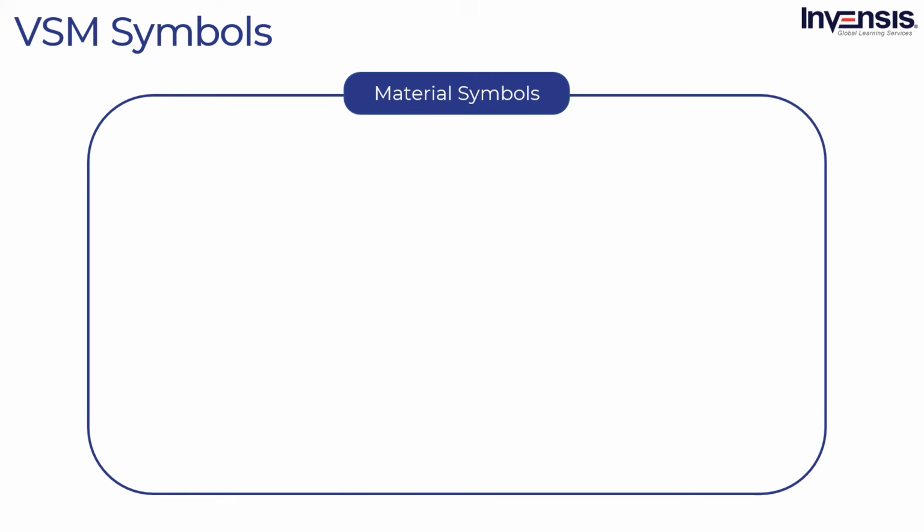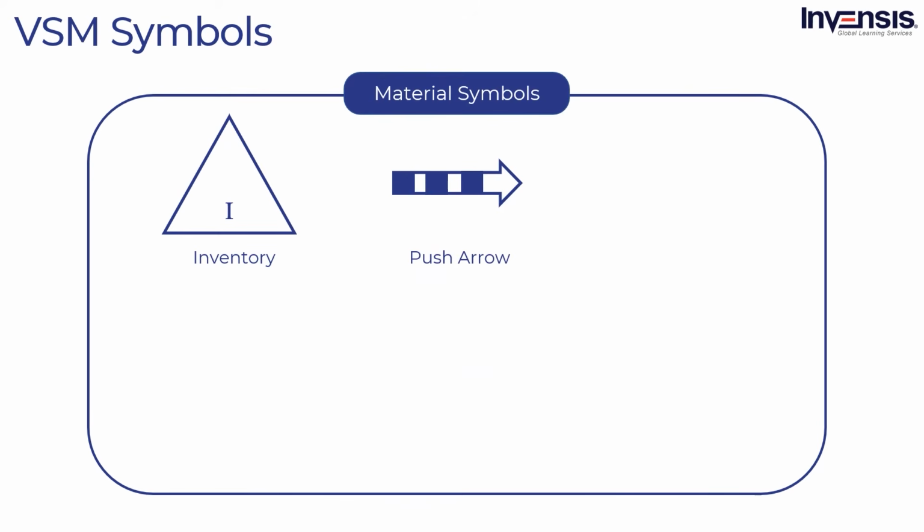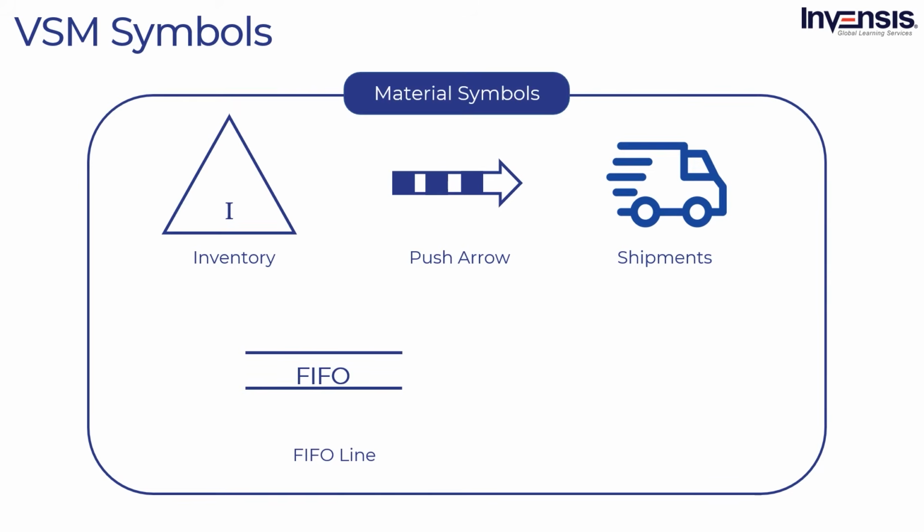The next category is material symbols. First on the list we have inventory. These icons show inventory between two processes. It is a simple triangle where the inventory expressed in pieces is noted on the VSM between the process boxes. Next, we have a push arrow. This icon represents the pushing of material from the present process to the next process. Next, we have shipments. Shipments are those vehicles that ship from suppliers or to customers using external transport. Then, we have FIFO lane.